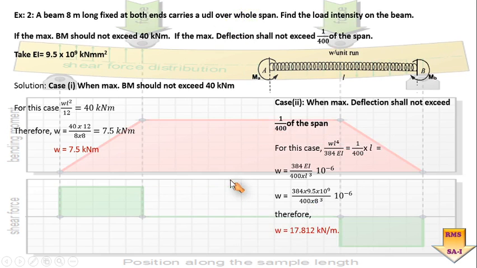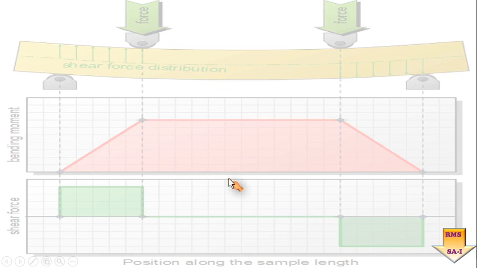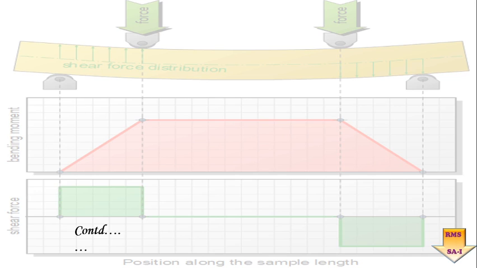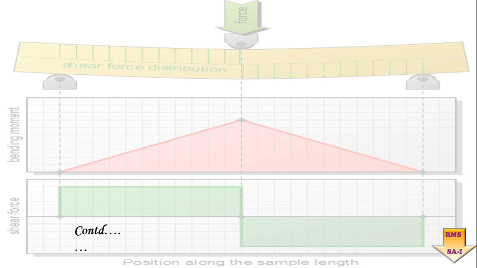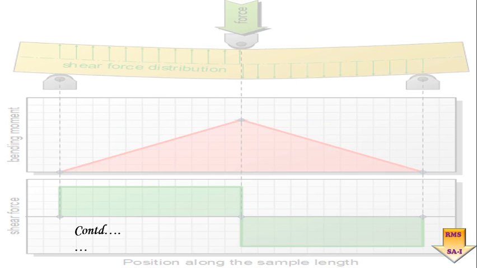So this is the analysis of the fixed beam when it is loaded with the UDL under certain conditions. We'll once again come back when we shall be solving the next numericals, and of course those will be for the point loads acting at various points.